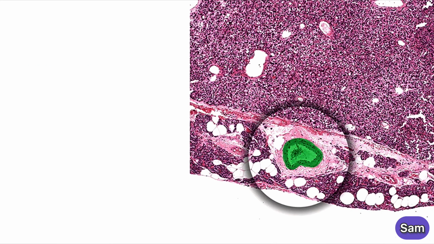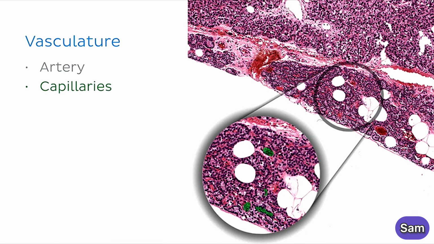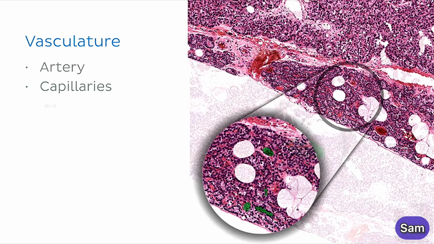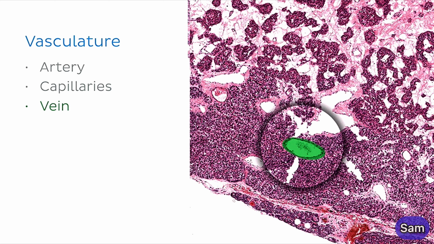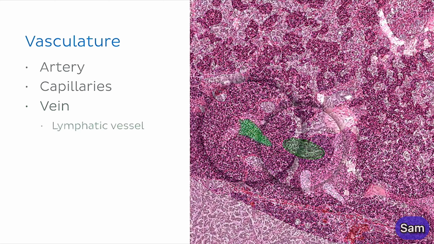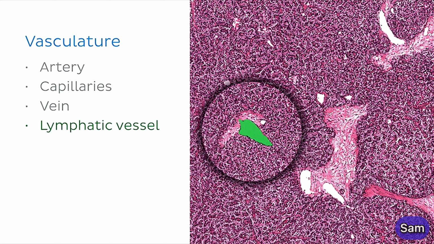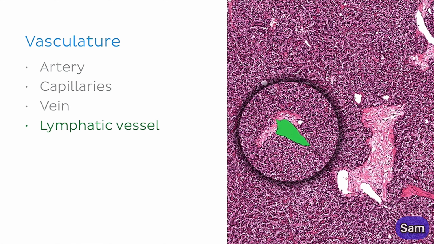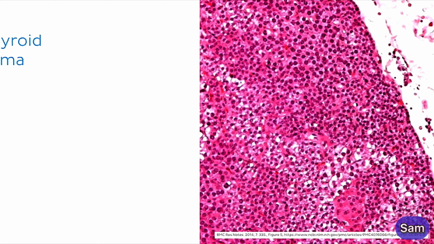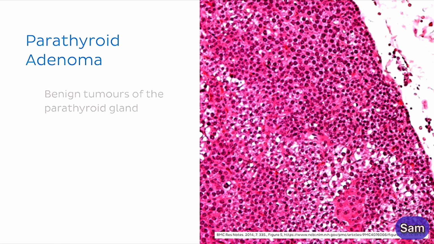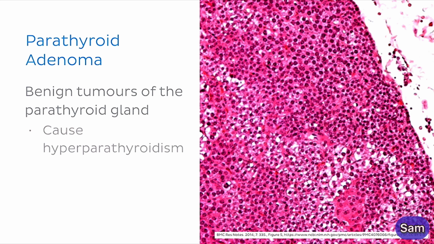Finally, we learned how to identify the vascular components within the parathyroid gland, beginning with a thicker-walled artery. We then saw the very thin-walled capillaries, where gas exchange occurs and parathyroid hormone enters the bloodstream. And we identified a vein which removes deoxygenated blood from the gland. We also looked at a vessel of the lymphatic system which helps pick up extra fluid from the interstitial space. And the last thing we chatted about were parathyroid adenomas, benign tumours of the parathyroid glands that cause hyperparathyroidism, increasing the levels of calcium in the blood.